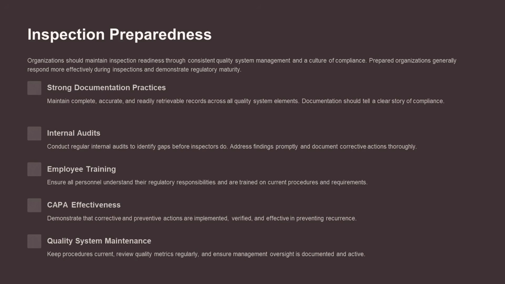Organizations should maintain inspection readiness through consistent quality system management and a culture of compliance. Prepared organizations generally respond more effectively during inspections and demonstrate regulatory maturity. Strong documentation practices ensure accurate and readily retrievable records across all quality system elements. Conduct regular internal audits to identify gaps before inspectors do. Address findings promptly and document corrective actions thoroughly. Ensure employees understand their regulatory responsibilities and are trained on current procedures and requirements.